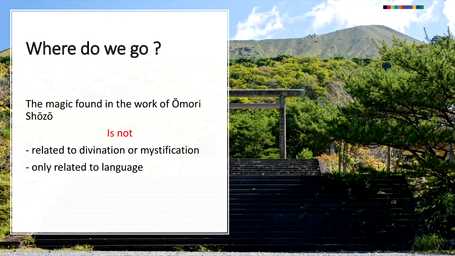So in order to have an audience friendly talk, I just pumped up the conclusion here so that you know where we go. Basically, the conclusion is that the magic found in the work of Ōmori Shōzō is not related to any divination or mystification. Okay, this is not related to it. And it is not related only to language.